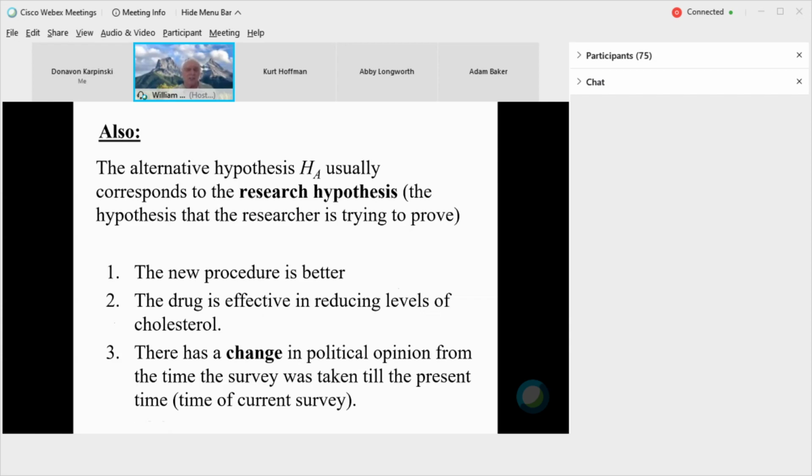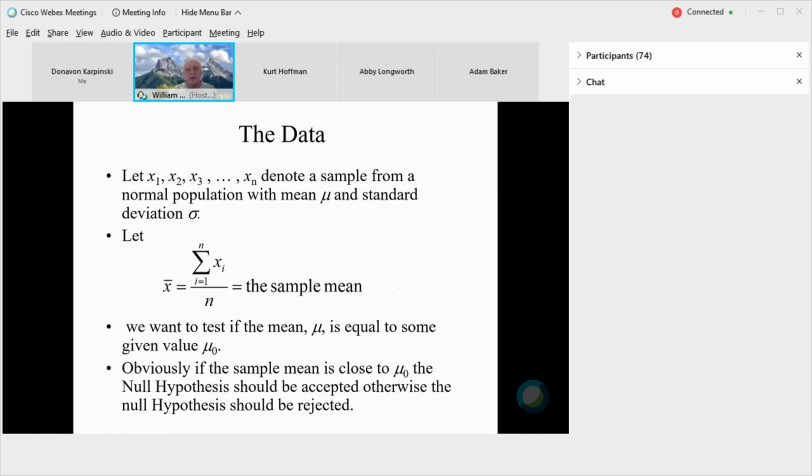Quite often the research hypothesis is the alternative hypothesis. For instance, you're trying to prove that a new procedure is better. The alternative will be that. The null hypothesis is that that's not true. A drug is effective in reducing cholesterol. There's no change in political opinion at the time of the current survey. That's the null hypothesis. The alternative is what you're possibly trying to prove. So maybe we'll stop at that.